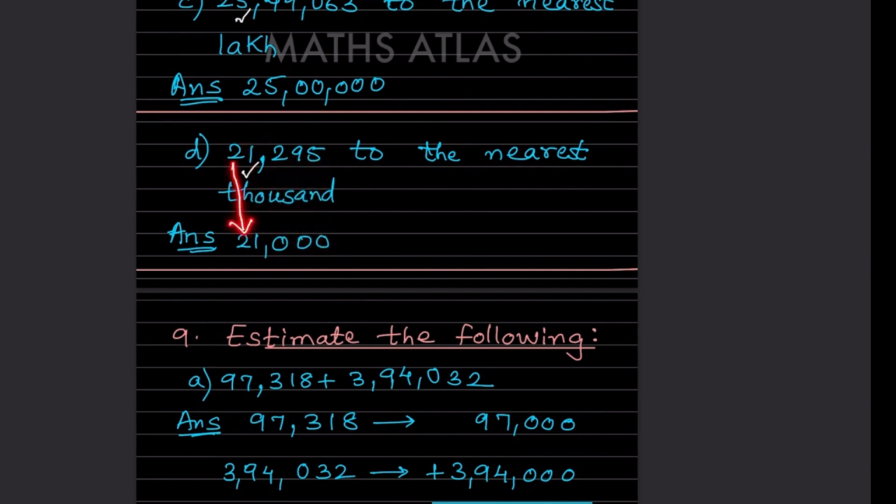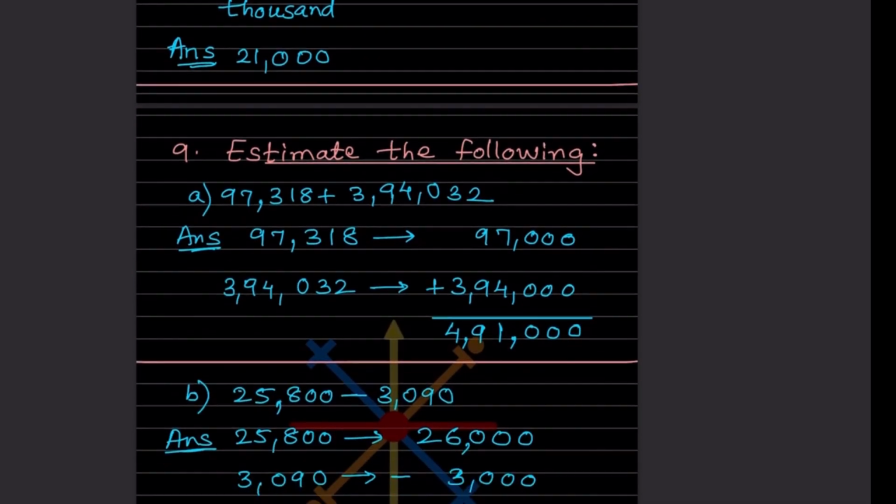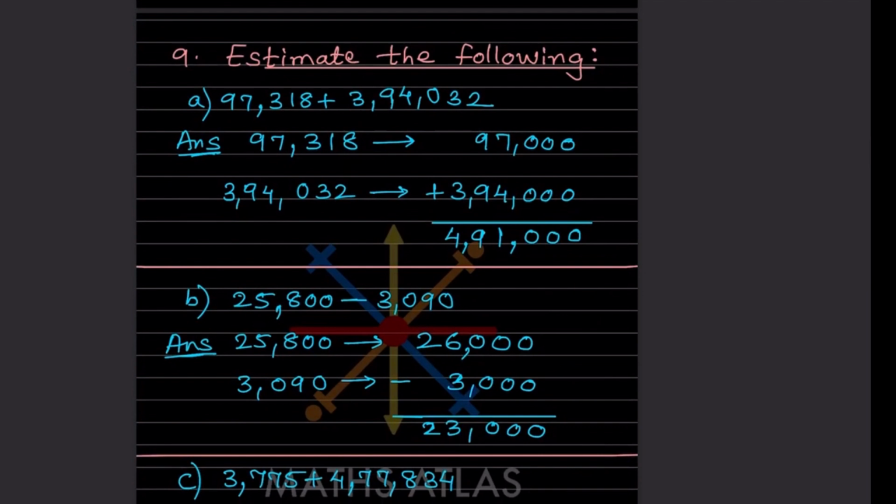It will be the same. It will be 2. Okay, so that is 21,000. Hope you have got it. So now they have said again here the estimate. Estimate means the same thing, and then you have to add it.